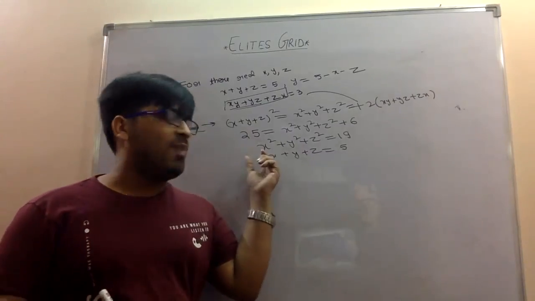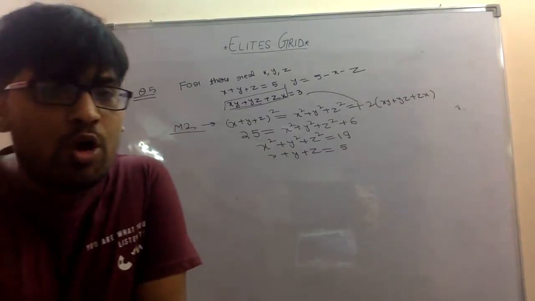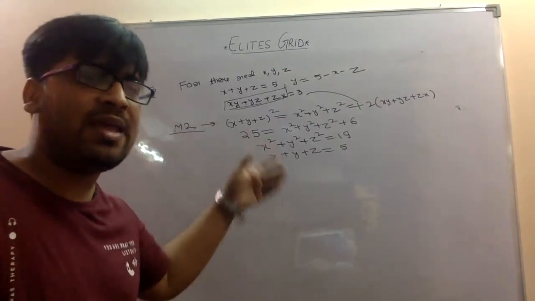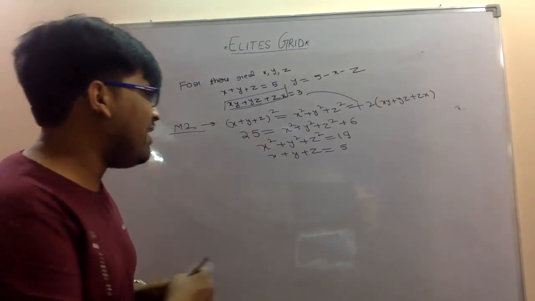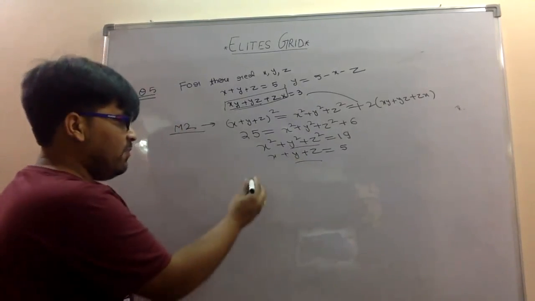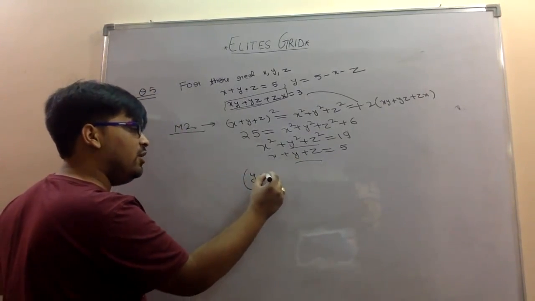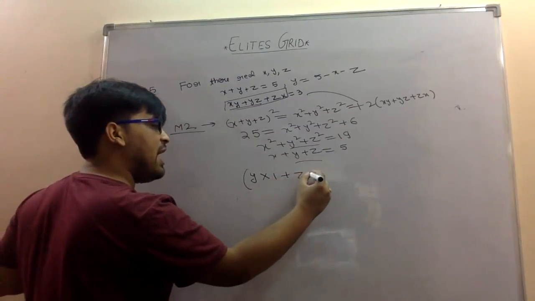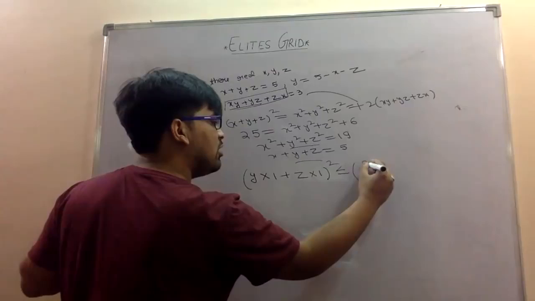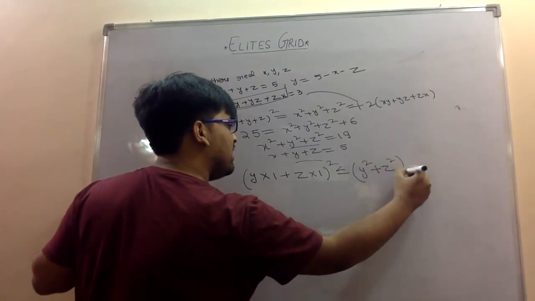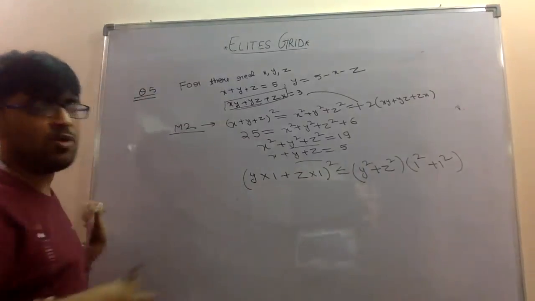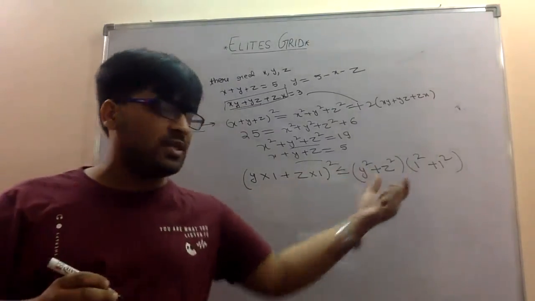You want to maximize, or we can say that you want to minimize, the value of x. Maximize or minimize, so you can take the other two variables here and apply Cauchy. That means if you take y into 1 plus z into 1 whole square, that will be less than or equal to y square plus z square into 1 square plus 1 square. This step is clear to everyone.